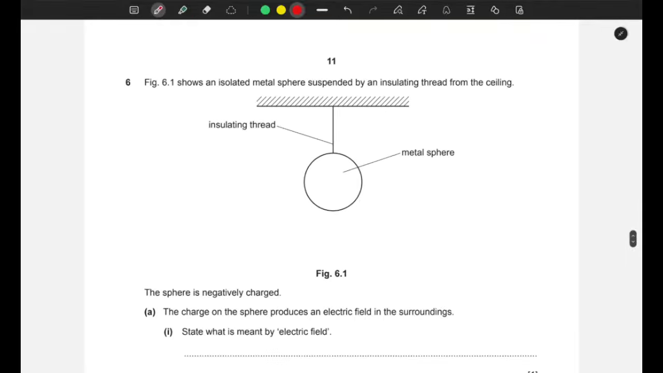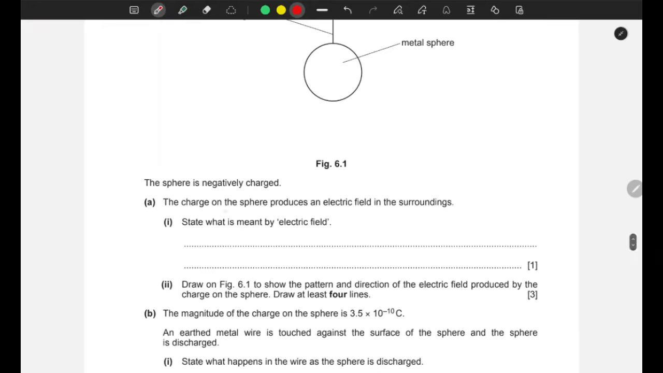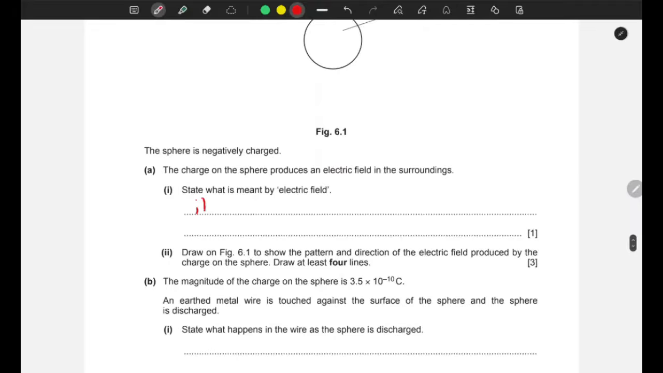Question number 6. Figure 6.1 shows an isolated metal sphere suspended by an insulating thread from the ceiling. The sphere is negatively charged. The charge on the sphere produces an electric field in the surroundings. State what is meant by electric field. So it's the space where an electric charge experiences a force.